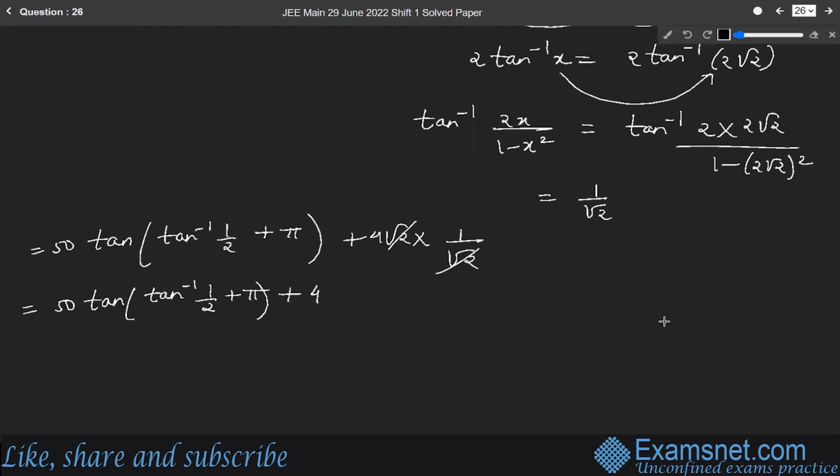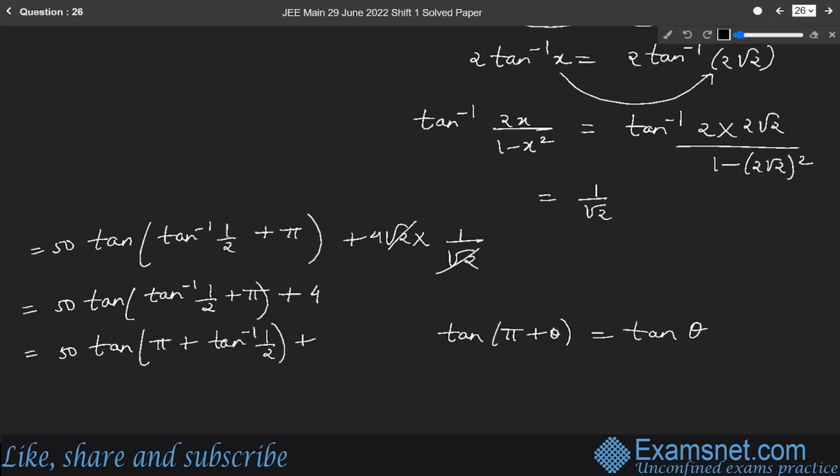Okay. Now you have to remember a basic formula. The formula is tan of (pi plus theta) is equal to tan theta. Okay. Here you can see that this expression can be written as 50 into tan of (pi plus tan inverse 1 by 2) plus 4. Okay. It is in the same form, tan of (pi plus theta). What is the value of theta here? Theta is tan inverse 1 by 2. So tan of (pi plus tan inverse 1 by 2) will be equal to tan of tan inverse 1 by 2, right?